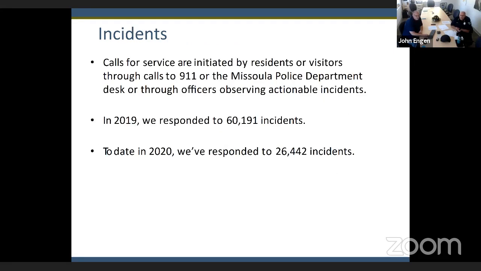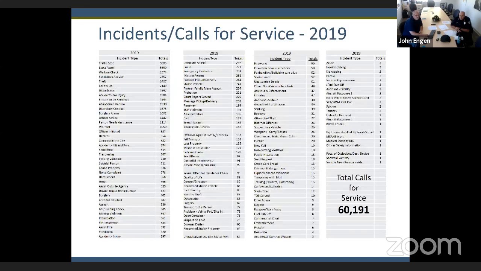So moving into some statistical information, I want to talk a little bit about our incidents or our calls for service. So our calls for service come from two places. One is a call to 911 or the police department through the desk, and we respond. The other is officers observing something that is actionable, and they initiate an enforcement contact. So in 2019, we responded to 60,191 incidents throughout the city. And to date, in 2020, we have handled 26,442 incidents.